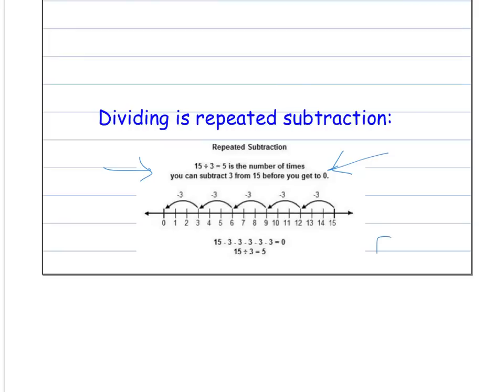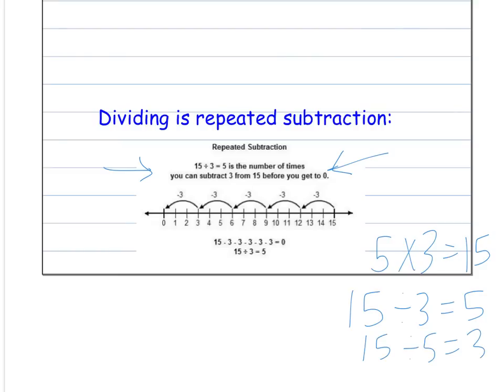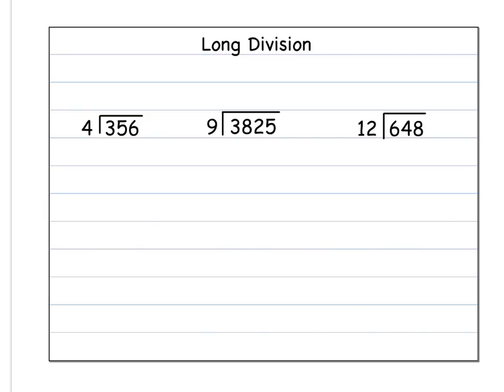If I know 5 times 3 is 15, then I certainly should know that 15 divided by 3 is 5, or 15 divided by 5 would then be 3. Okay? So, long division, something some of us shudder at, but we're going to give it a try.